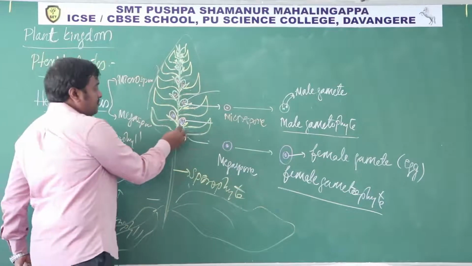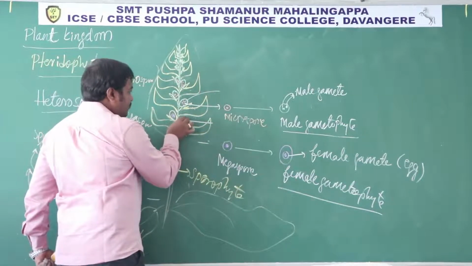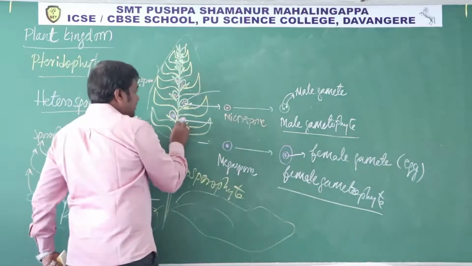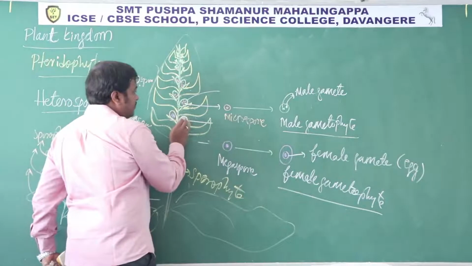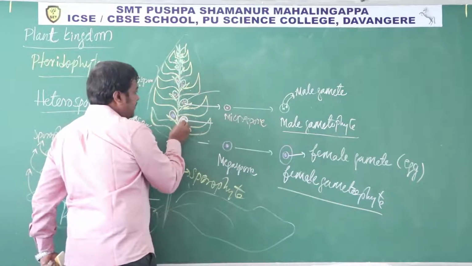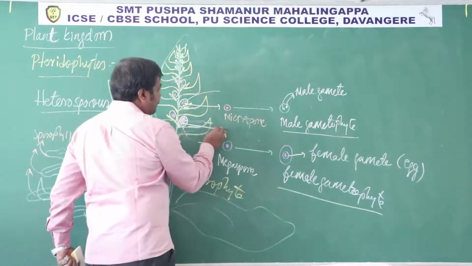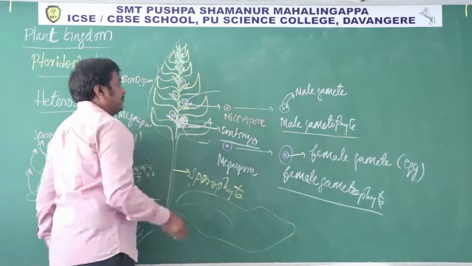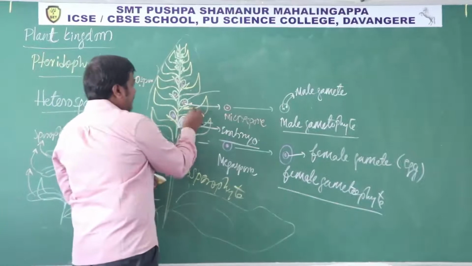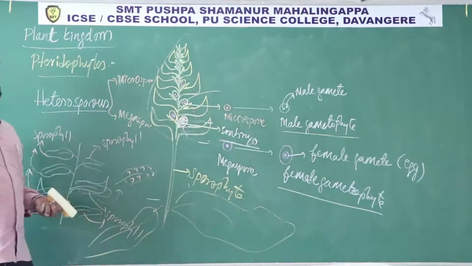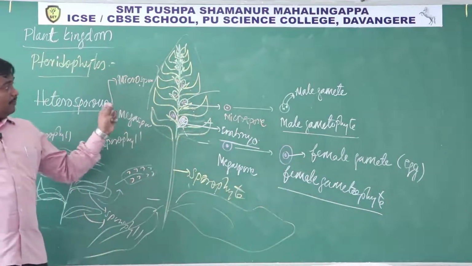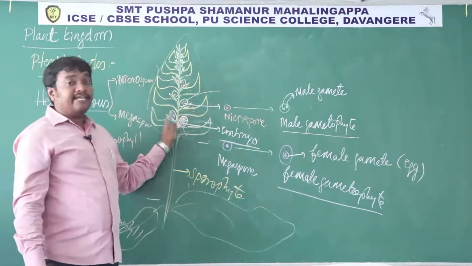They reach the egg and fuse together to form zygote. Zygote develops into embryo. Now it develops into embryo. So here the male gametophyte, to reach the female gametophyte, needs water. With the help of water they are transferred here.